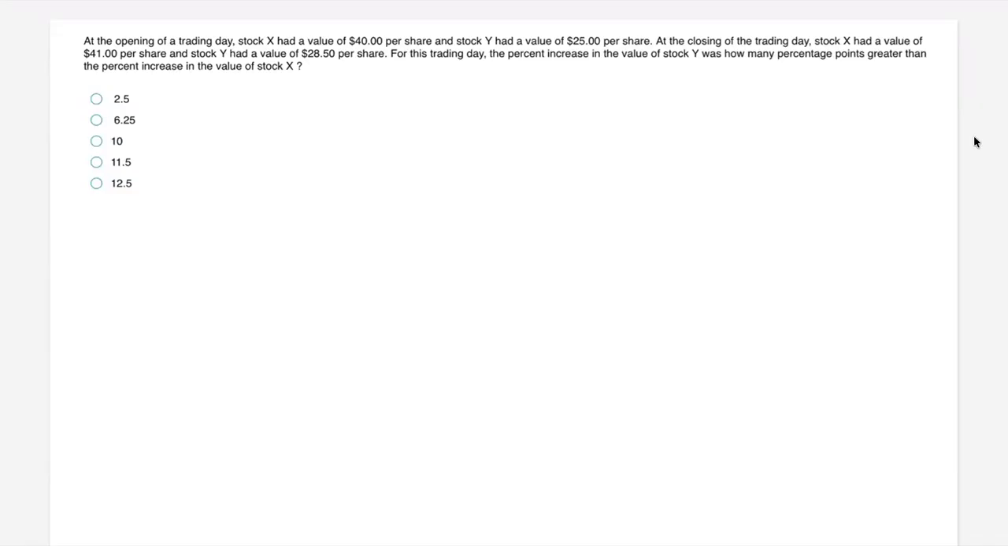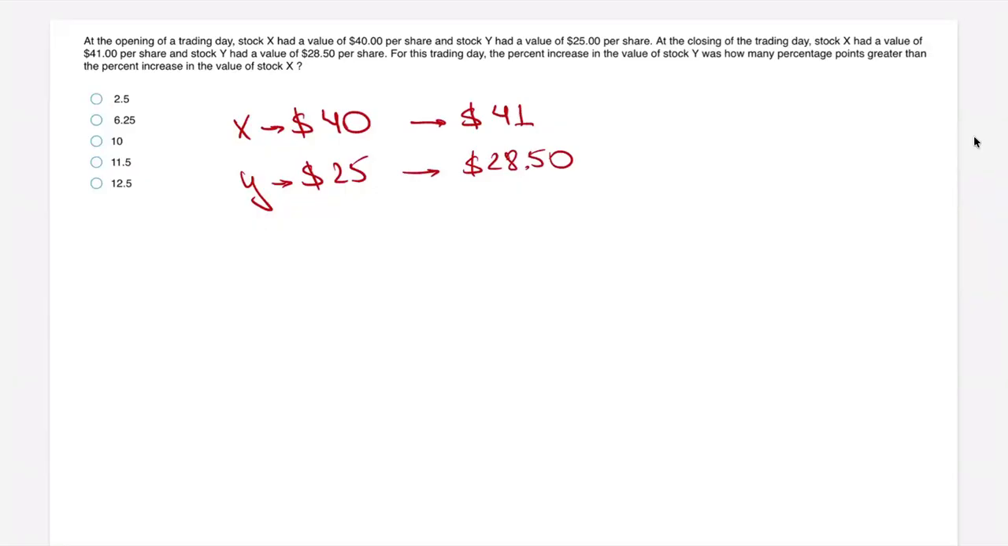Let's do it. At the opening of a trading day, stock X had a value of $40 per share and stock Y had a value of $25 per share. So X was 40 and Y was 25. At the closing of the trading day, stock X had a value of 41. And Y 28.50 for this trading day.